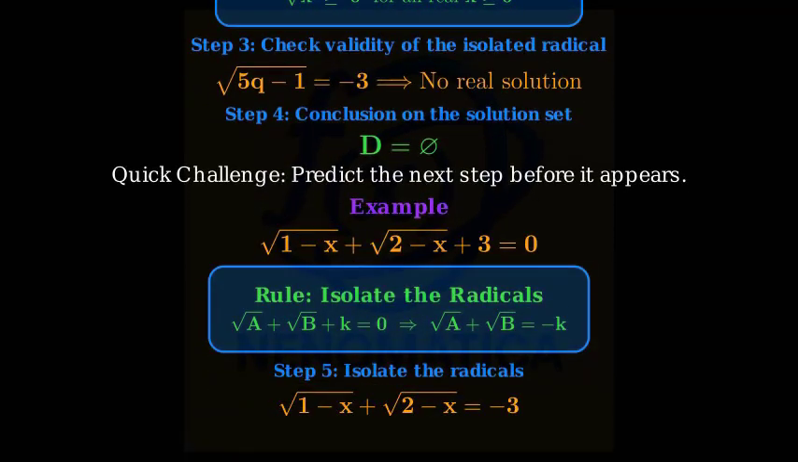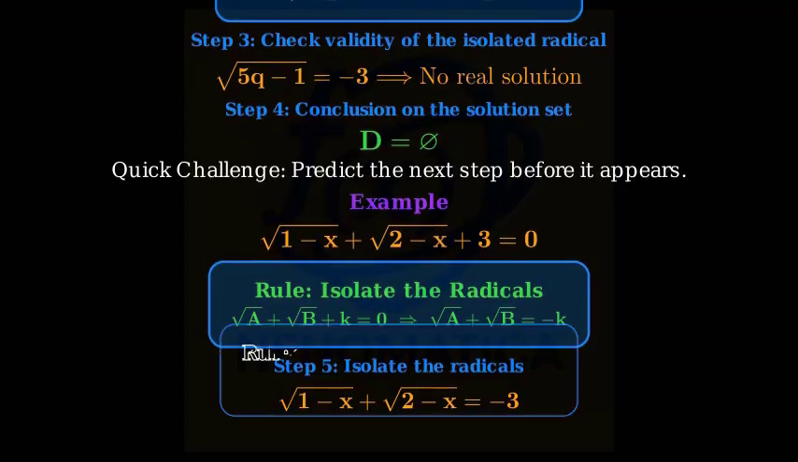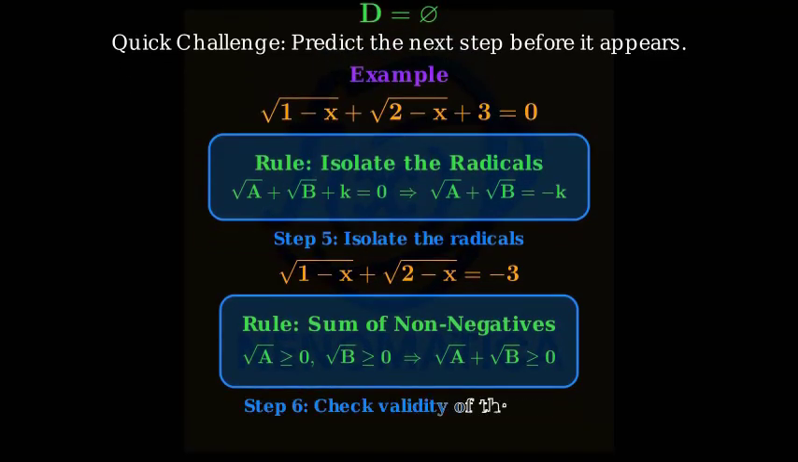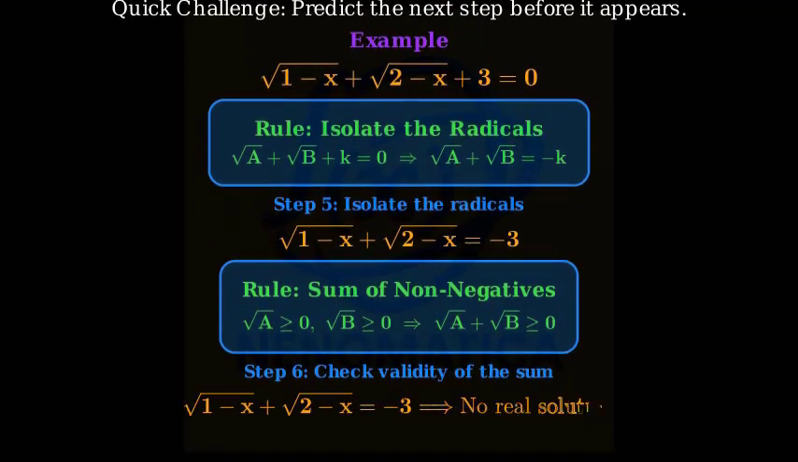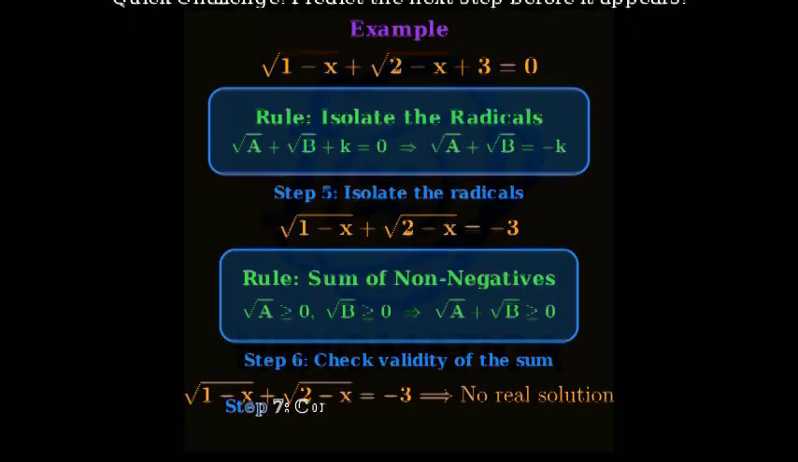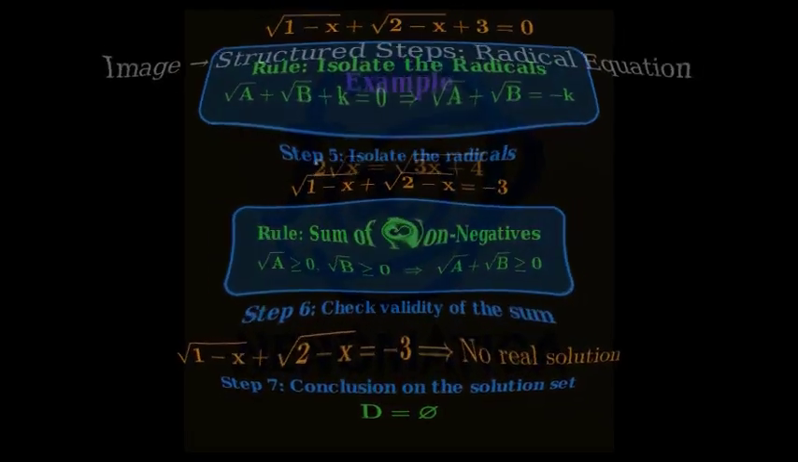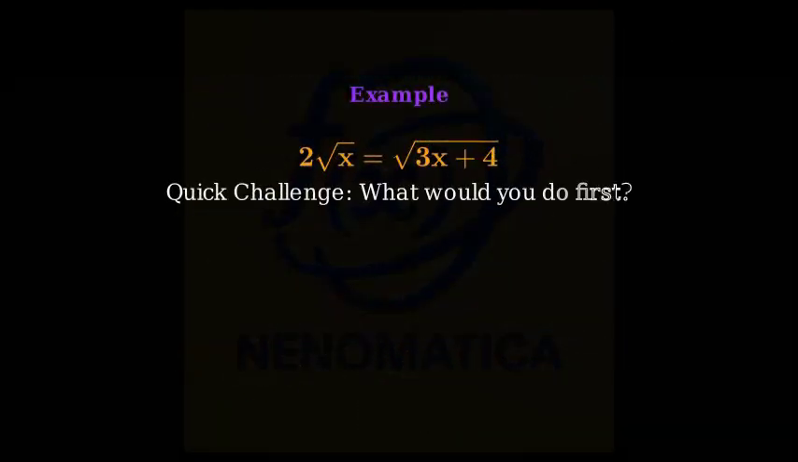Apply the non-negativity property to a sum of square roots. Show the rule for sums of non-negative numbers. Conclude again that there is no real solution. Finalize the solution set for the second equation. Display the empty set. We finish with a brief summary. Quick challenge. Can you predict the first algebraic move before it appears?